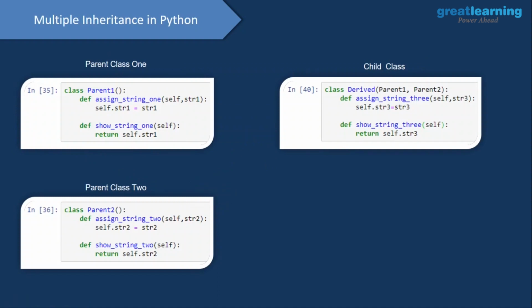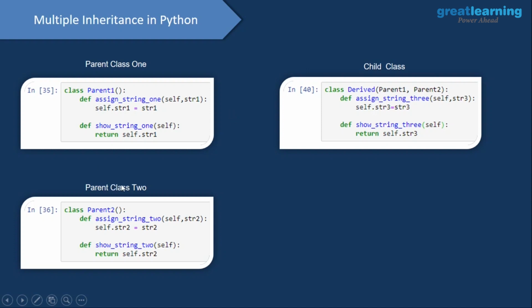So we are starting off by creating the first parent class, Parent1. I have two methods over here. In the first method, I am assigning the value for string 1. So assign_string1, I have self and str1. And with the help of this, I am assigning the value for this attribute of str1 in this Parent1 class. Then once I assign the value for this str1, I'll go ahead and show out this value or return this value with show_string1. So in parent class 1, I'm assigning the value for string 1.